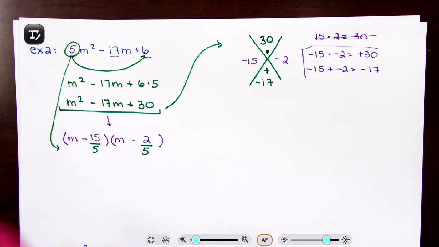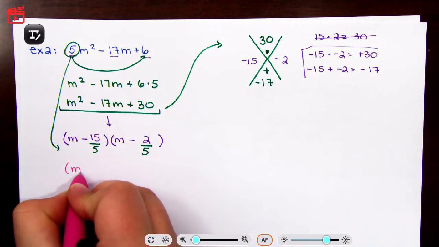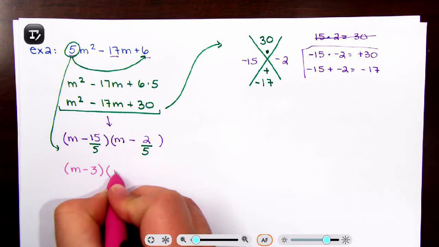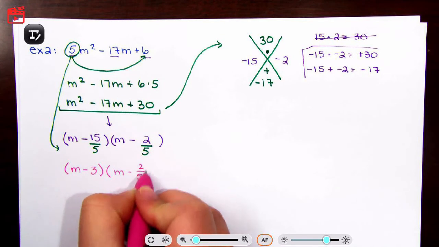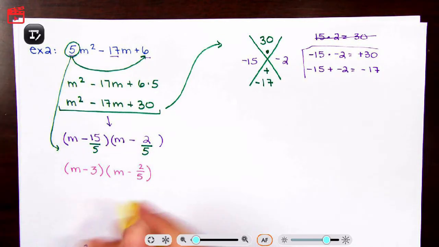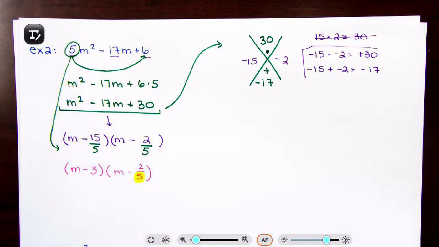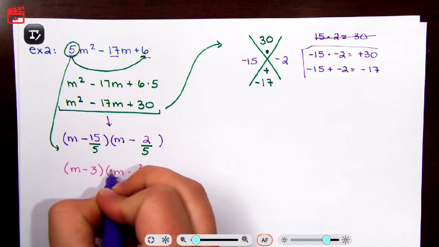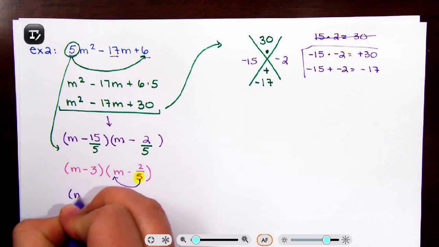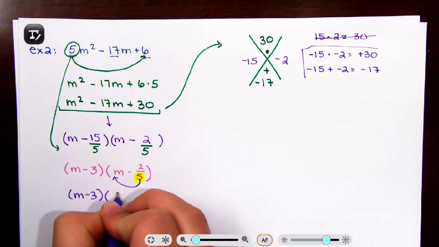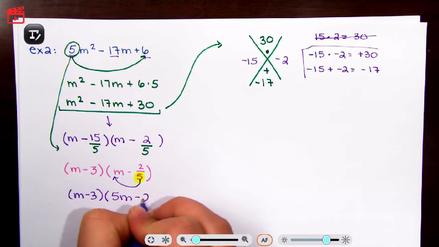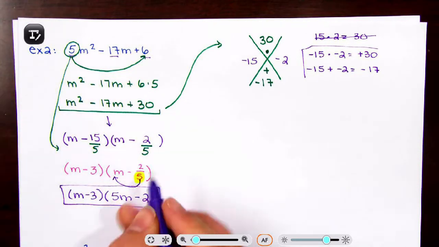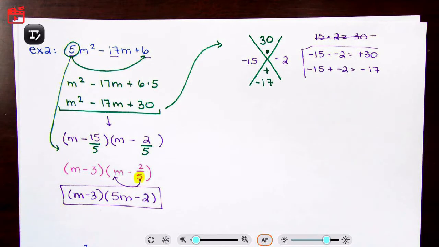See if it simplifies. This one does. Happy dance. M minus 15 divided by 5 is 3. This one does not simplify, so I'm going to rewrite it as it was. Taking that denominator of 5, because it was unable to simplify, I'm going to move it out here. So now we have m minus 3, and we have 5m minus 2. And these here are the factors for the given trinomial.